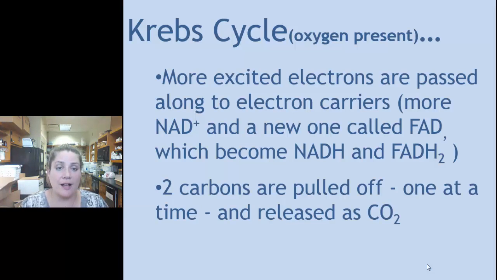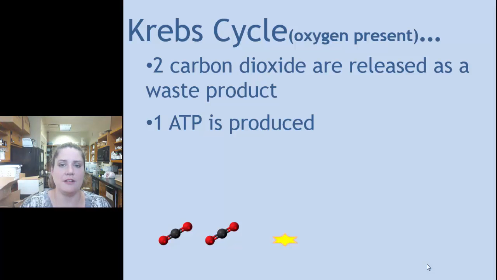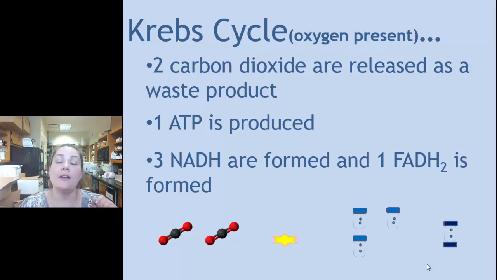Okay, in that process, 2 carbons are going to get pulled off one at a time. So we've got our 6-carbon molecule. Blink, there goes one. Blink, there goes the other. And they're going to get released as carbon dioxide. Okay, so 2 carbon dioxide are going to get released as a waste product. 1 ATP is going to be produced. And 3 NADH are formed. And 1 FADH2 is formed.